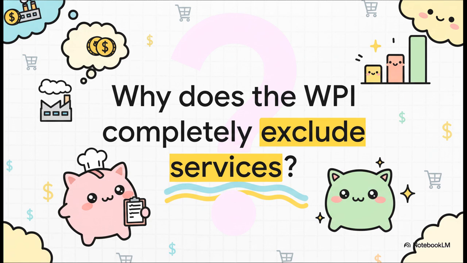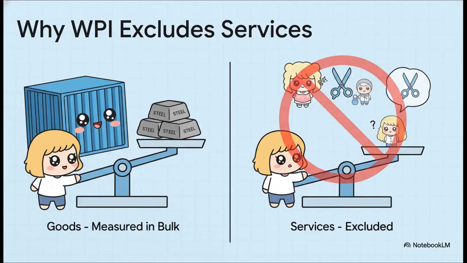Now, this is a fantastic question, and it's a point that confuses a lot of people. I mean, we all spend a huge amount of our money on services, so why would a major inflation index just completely ignore them? Well, the answer is all about what the WPI was designed to do in the first place. Okay, so here's the key difference. The WPI tracks the price of actual, tangible goods that are sold in bulk at the wholesale level. You know, from one business to another.